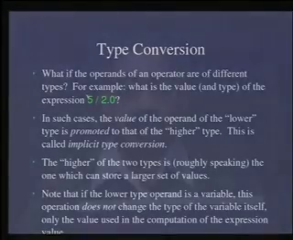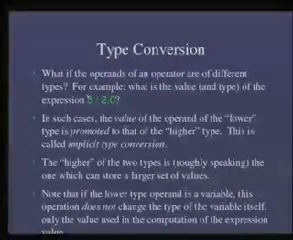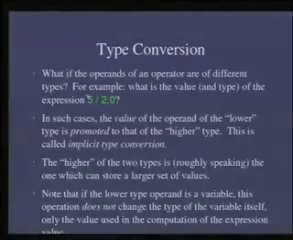Note that in this implicit type conversion, if one of the operands happens to be, for example, a variable, then it's not the type of the variable that is itself getting changed. So if we had, instead of 5 divided by 2.0, 5 divided by x, where x is of type float and the value is 2.0.